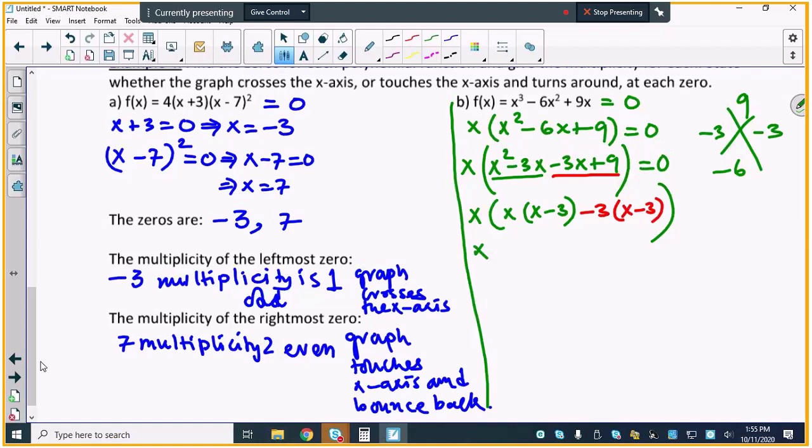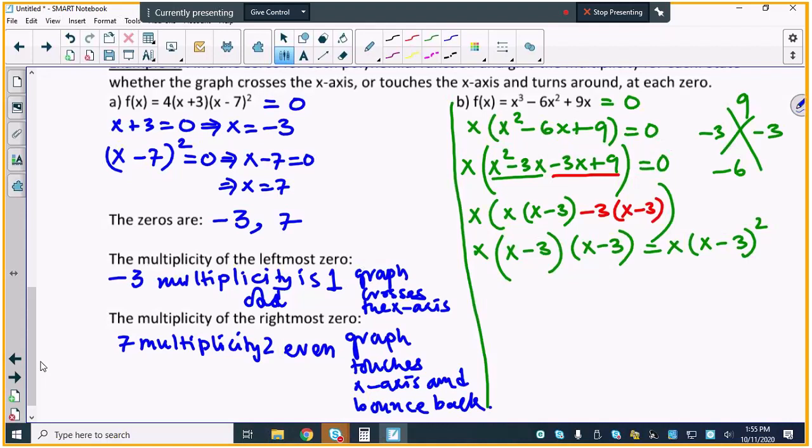So the group of terms x minus 3 is common in both of them. I will factor it out, and my factors are going to be x times x minus 3 times x minus 3, which you can write as x times x minus 3 to the power 2. The reason I write it this way is because it is going to help me understand the zeros.